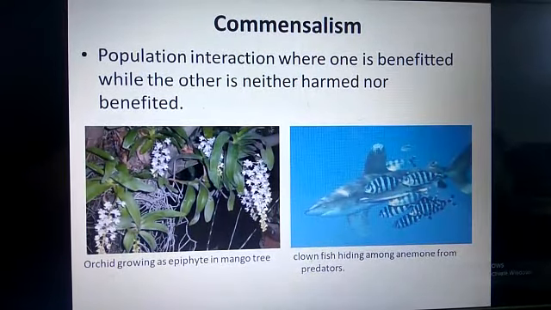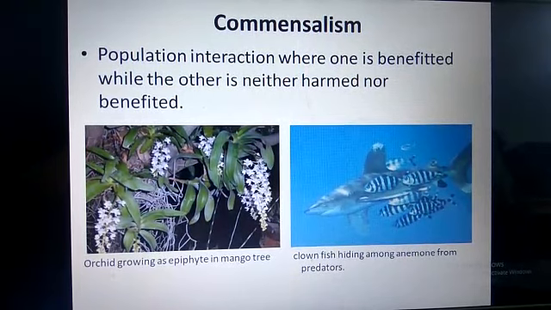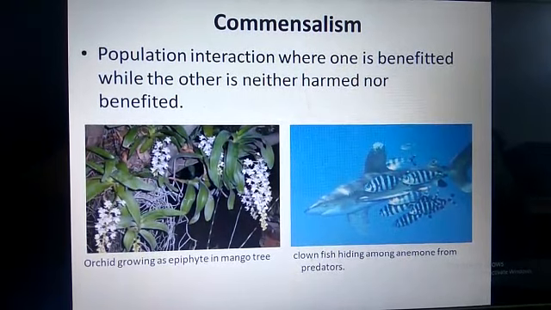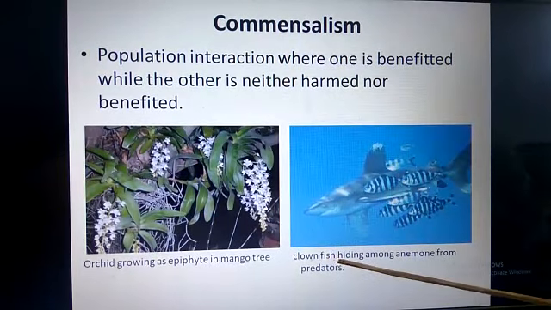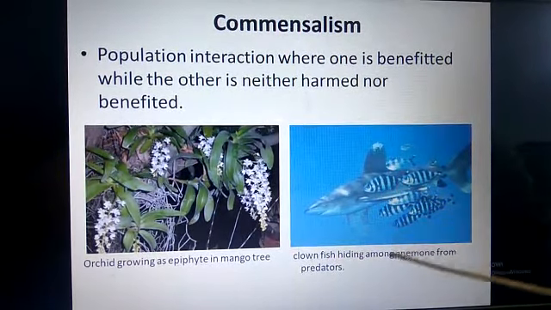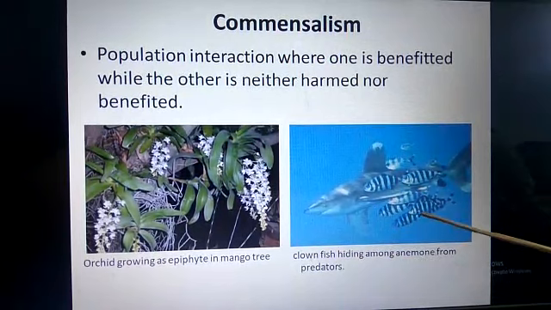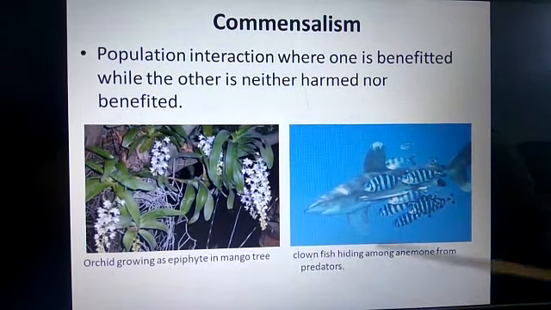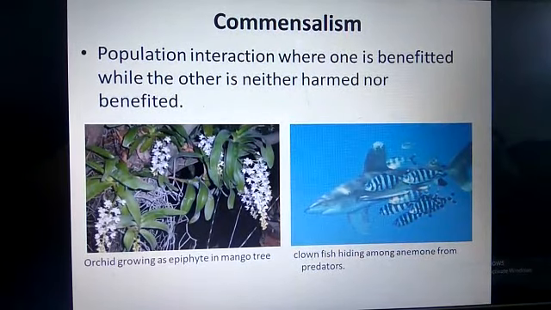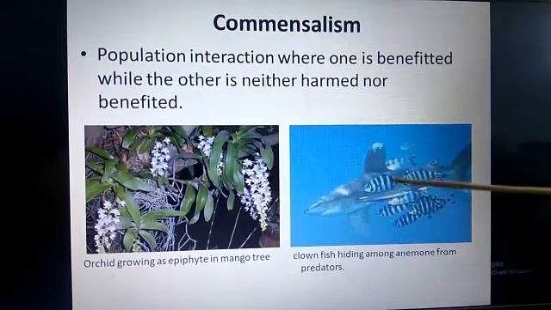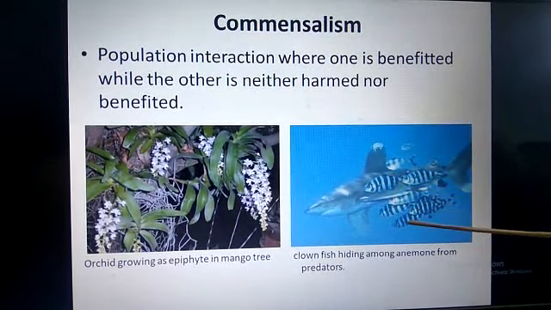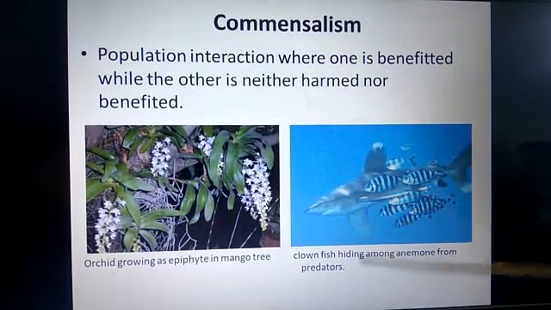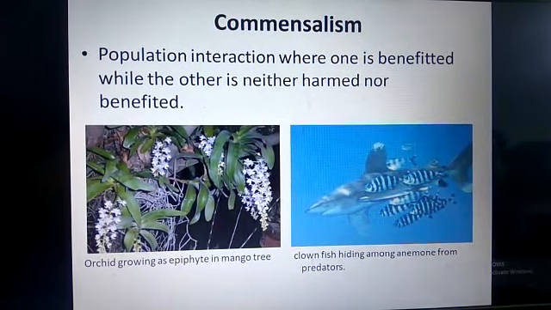Another example is the clownfish hiding among anemones from predators. Here the smaller fish are the clownfish. They go together with the anemone and hide themselves from predators. So in this interaction, the clownfish benefits by hiding from the predators, but the anemone doesn't get any benefit from the clownfish.